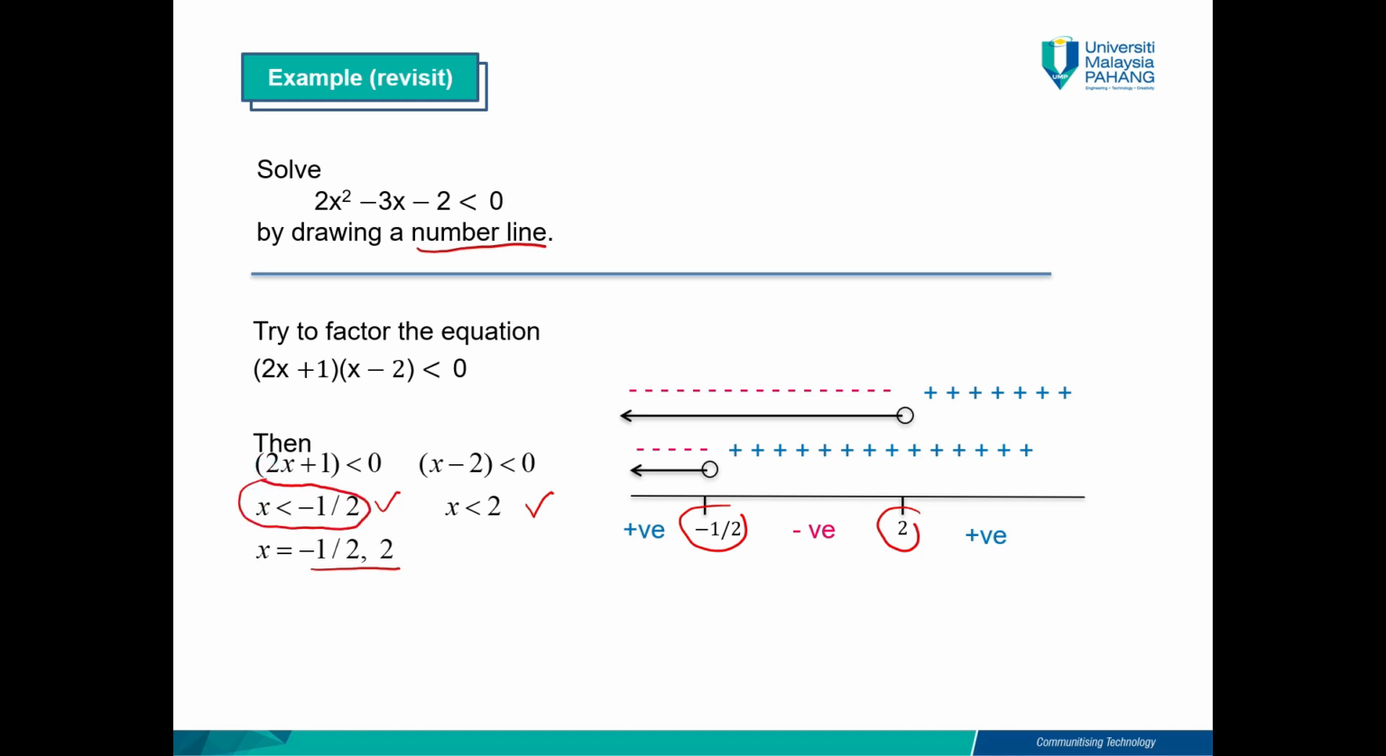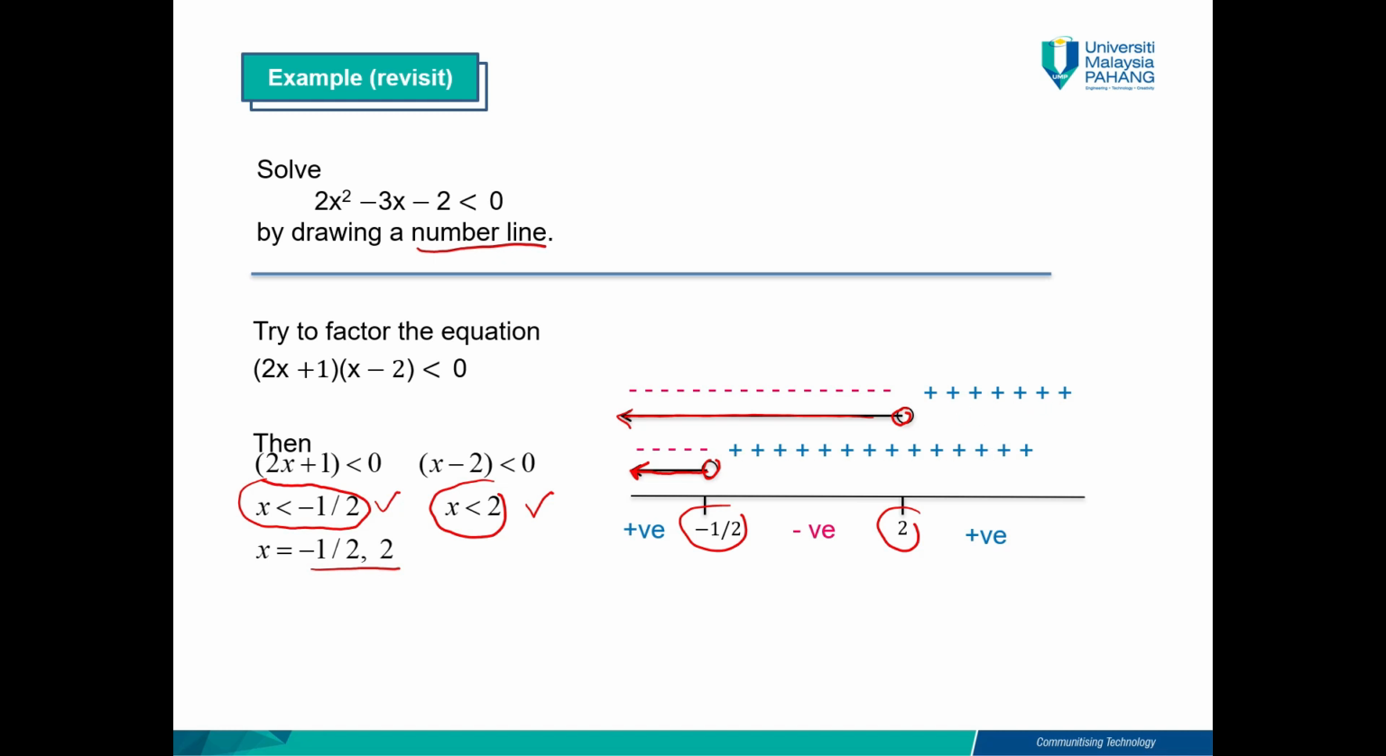X less than minus half, so we have the minus half over here and the sign is less than, so we draw an arrow to the left. X less than 2, so we have an empty circle on number 2 and then we have a less than arrow. The value on top of the arrow is all negative because it is less than, and otherwise they are positive.